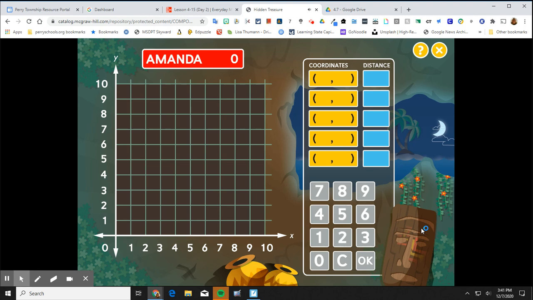Are you ready to find the hidden treasure? Guess where the treasure is by entering the coordinates. Click OK after each coordinate, or click Clear to start over. Okay, so I'm just going to make a guess. So I might say, I want to guess right around the middle. So I'm going to guess 5, 5. Oops.